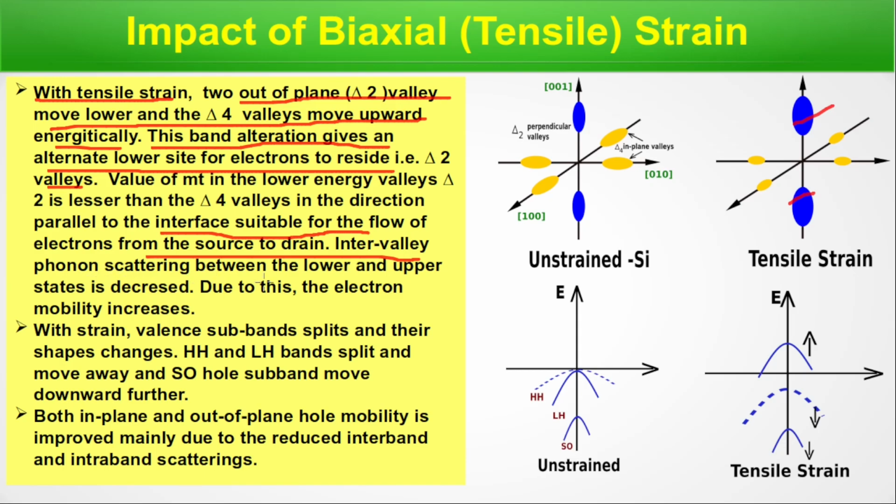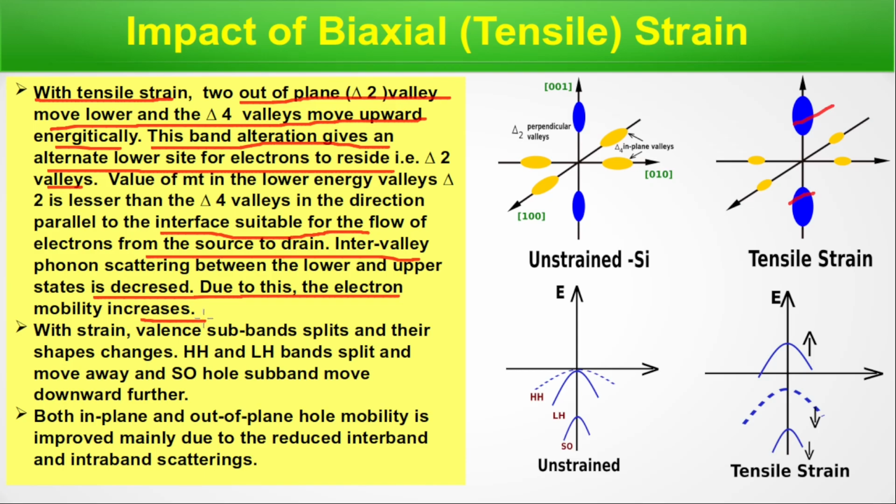Inter-valley phonon scattering between the lower and upper states is decreased. Due to this, the electron mobility increases. Energetically, they move apart. All these delta 4 valleys and delta 2 valleys move separately. They get separated energetically, so scattering also decreases. Due to these 2 things, electron mobility is increased.